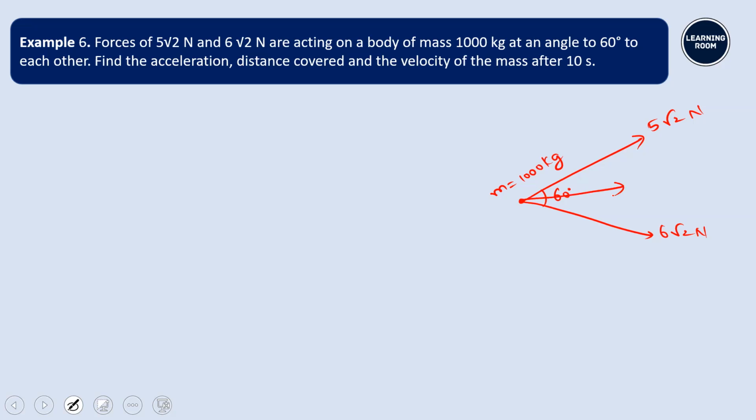So if I take F to be the resultant, and call this F1 and this F2, then F will be equal to root of F1 square plus F2 square plus 2 F1 F2 cos theta.